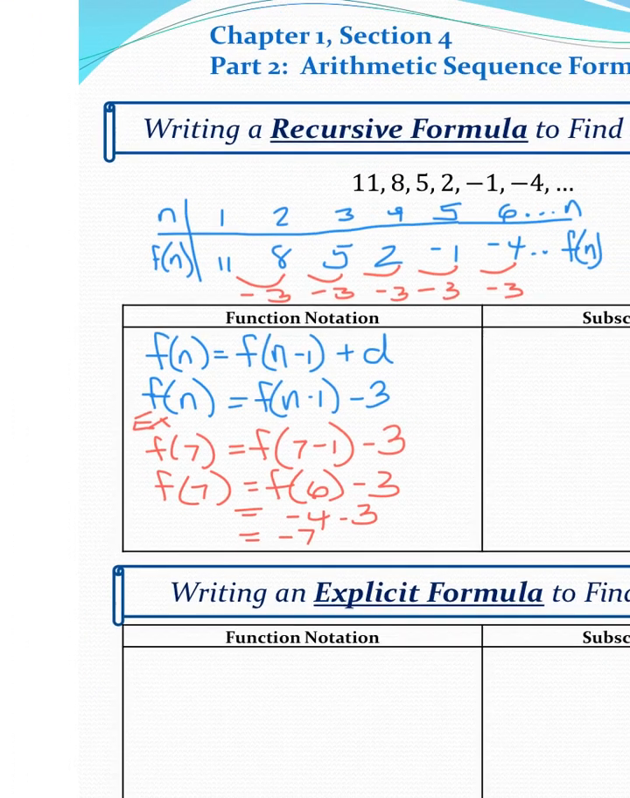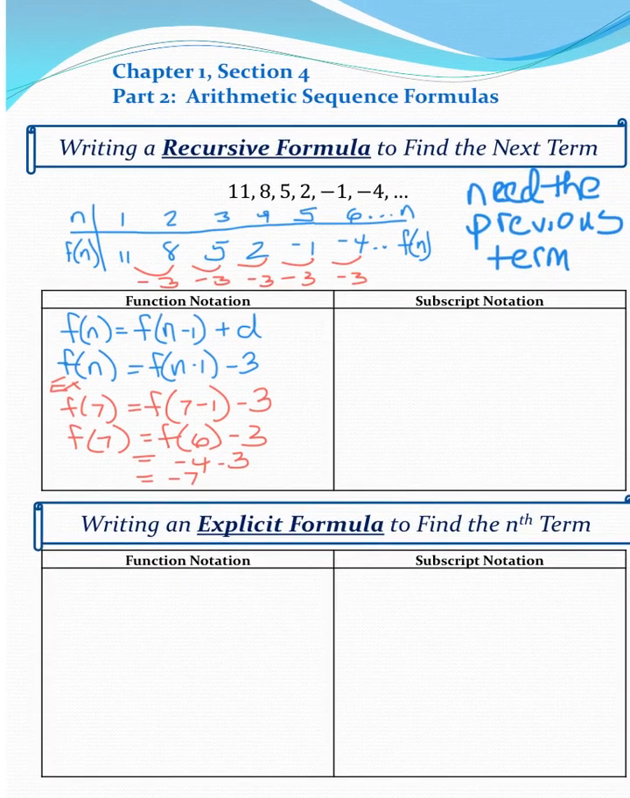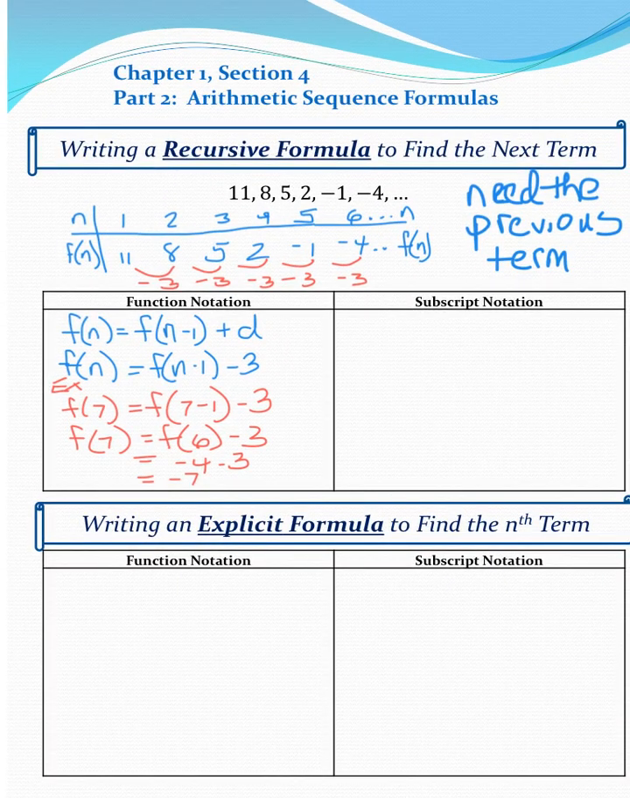Okay, let's compare what subscript notation looks like for this example compared to function notation. Subscript notation uses subscripts, and generally they use a subscript n. So that would be your output at the nth position. And recursively then, that would mean take the output in the previous position and then add your common difference. So in this example, we would have a sub n equals a sub n minus 1, that's how you would read that, minus 3.